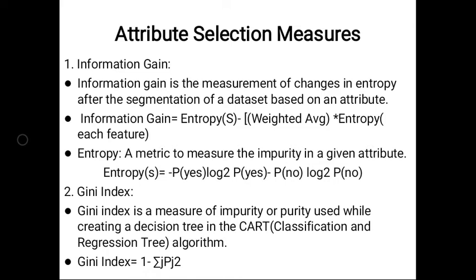Entropy is a metric that measures the impurity in a given attribute, and the formula is: entropy of the sample is equal to minus probability of yes times log base 2 of probability of yes, minus probability of no times log base 2 of probability of no. Gini index is a measure of impurity or purity used while creating a decision tree in the CART algorithm. Gini index is equal to 1 minus the sum over j of pj squared.